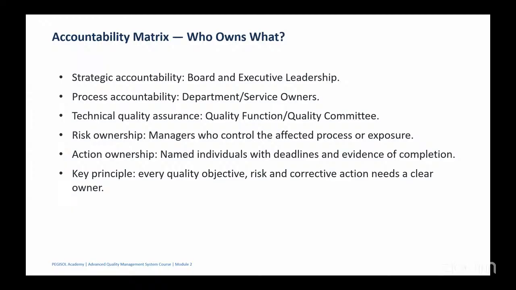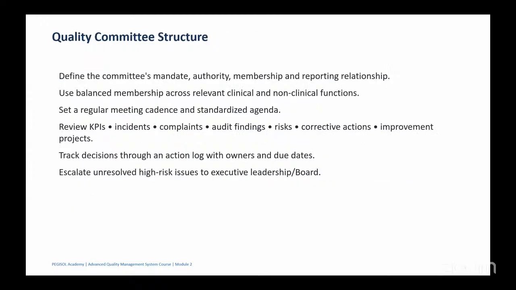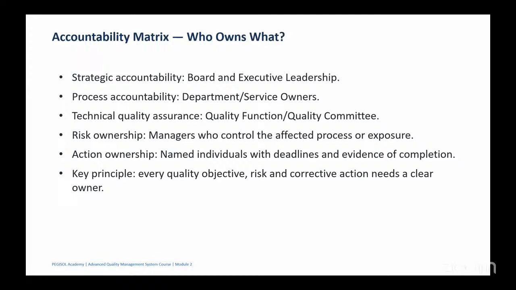So the key principle is that every quality objective, every risk and corrective action needs a clear owner. Who is the owner of it? Is it the lab manager? Is it the personnel? Is it the department? Is it the committee? Is it the support function? It has to have a clear owner. Are we communicating? Let's say, for example, I want to improve the revenue of the organization or client retention, and over the next 6 months, I want to increase it by 50%. That objective should have someone who is owning it.